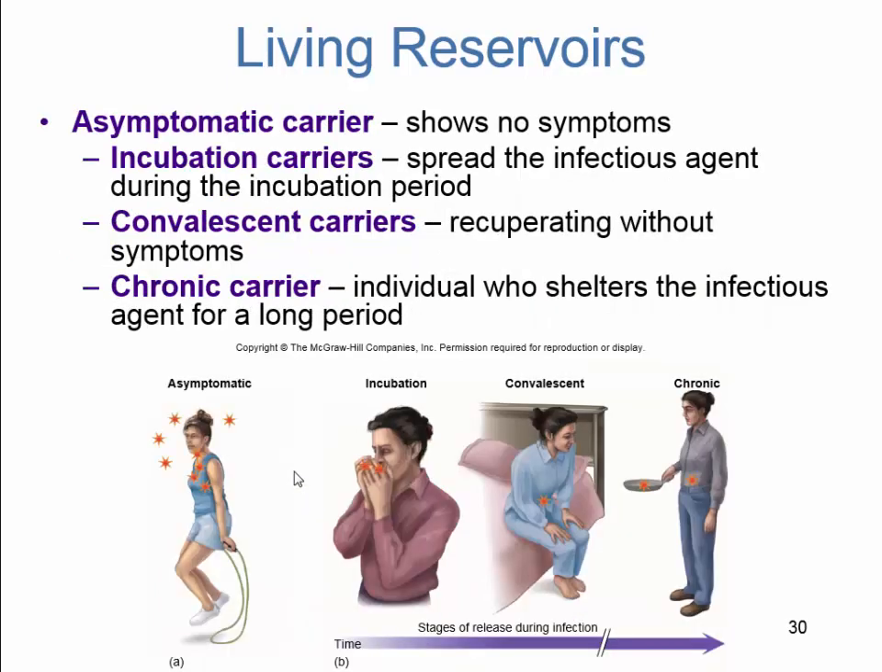So types of asymptomatic carriers include incubation carriers, those who are still in the incubation stage of infection. Convalescent carriers are those in the convalescent stage of infection. They're recuperating. They're not showing signs or symptoms, but they're still actually infectious. And then, of course, there are chronic carriers. Chronic carriers, as we mentioned before, have periods of latency and reemergence. As a consequence, there are times when they don't have symptoms, but they are actually still infectious.